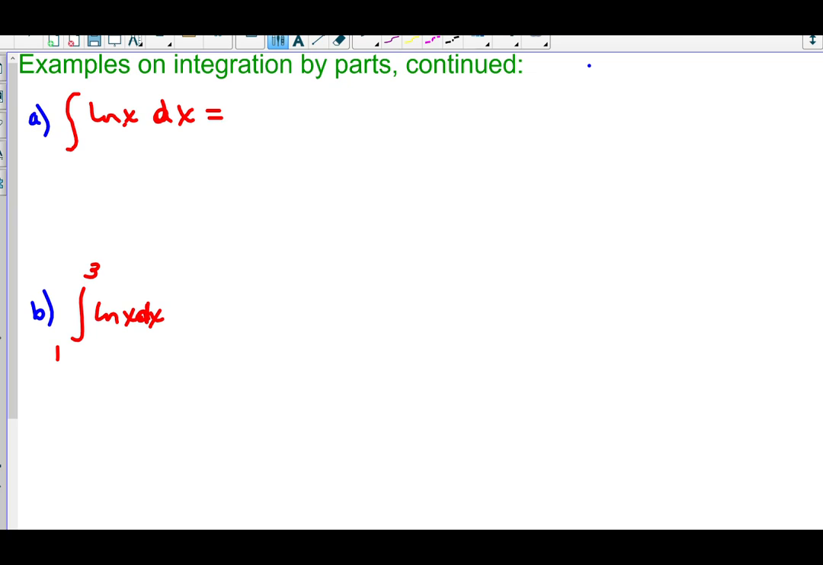Hi everyone, welcome back. In this segment, we're continuing with examples on integration by parts and specifically examples involving the natural log function. So let's begin with the very basics, which is just ln x all by itself, not multiplied by anything, just the integral of ln x dx.